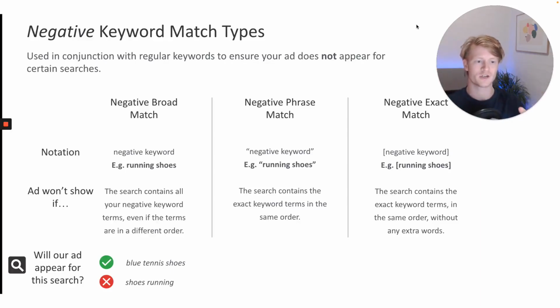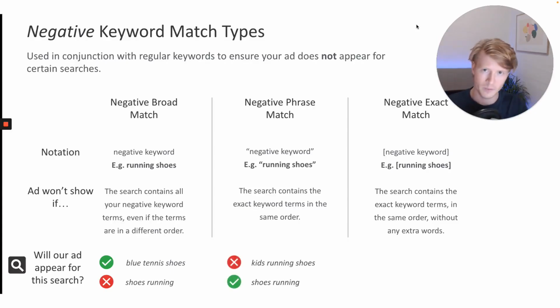With phrase match, the search must contain both of these, but in the exact same order. Okay, so we can have 10 words in there, but as long as running and shoes are next to each other in that person's search, then our ad will not appear. So we have kids running shoes and we have shoes running. Now, for shoes running, our ad actually still will appear if we use phrase match in the negative, and the reason is that running and shoes are not next to each other in that order. But kids running shoes, you see the difference there.